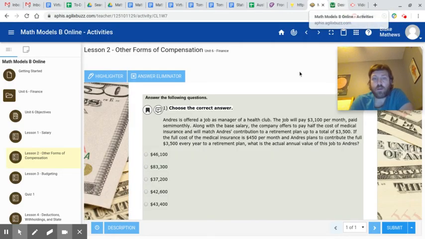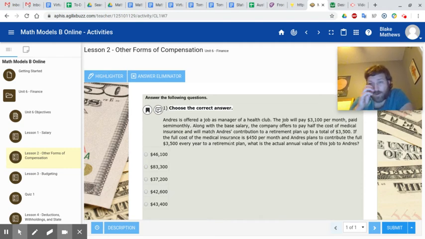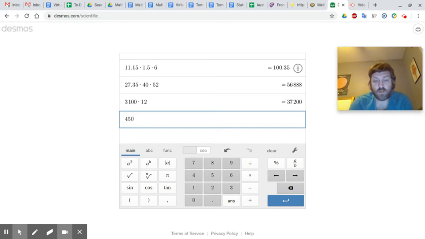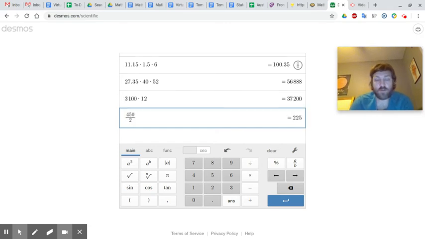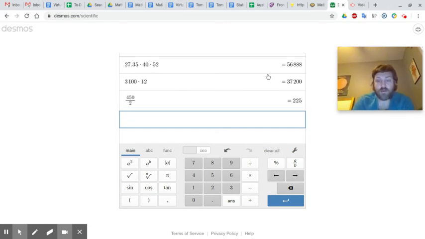Along with the base salary, the company offers to pay half the cost of the medical insurance and will match Andres' contribution to a retirement plan up to a total of $3,500. If the full cost is $450 per month for health insurance. Okay, so let's pause there. They're going to pay half of this, which is 225, and I can find that by doing 450 divided by 2. And they're going to pay that every month, so 225 times 12.